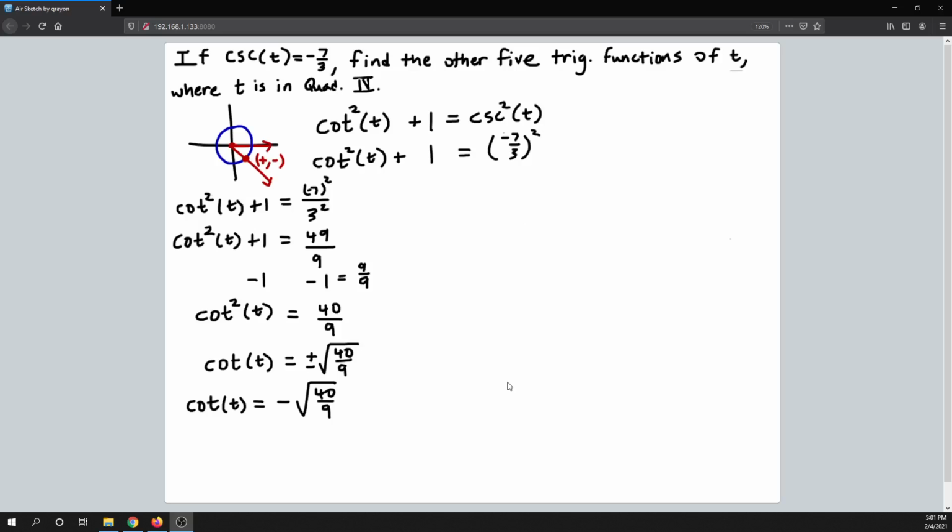I also need to simplify that as much as possible. One of the rules about radicals in this class is don't leave fractions underneath the square root.